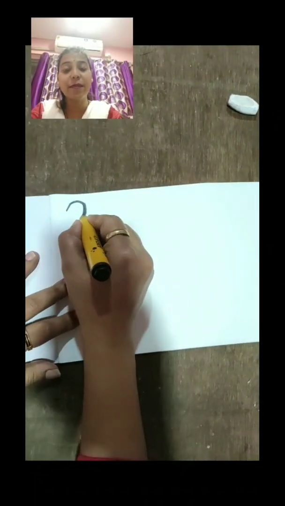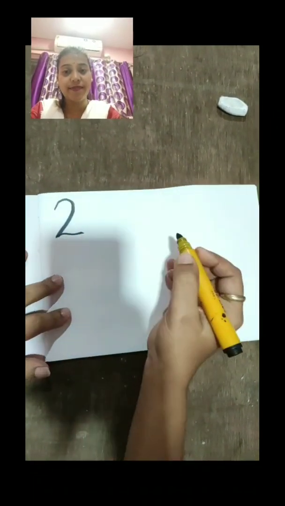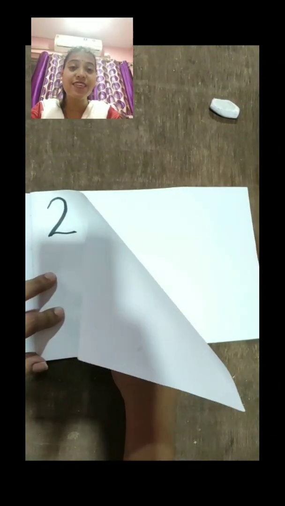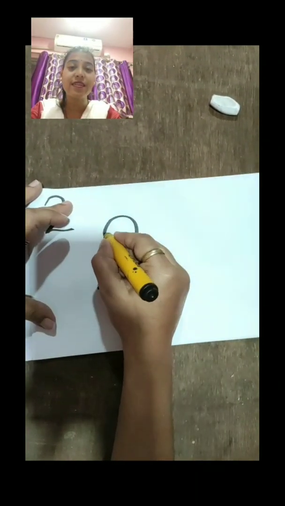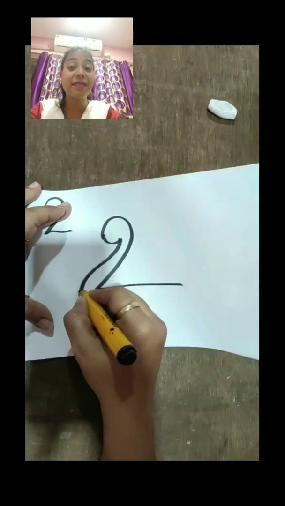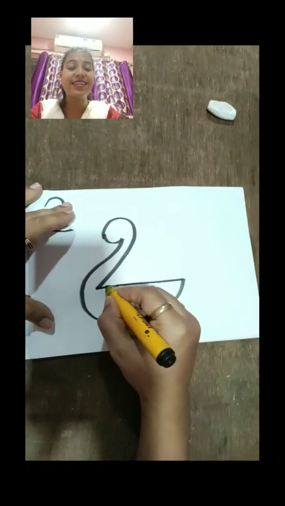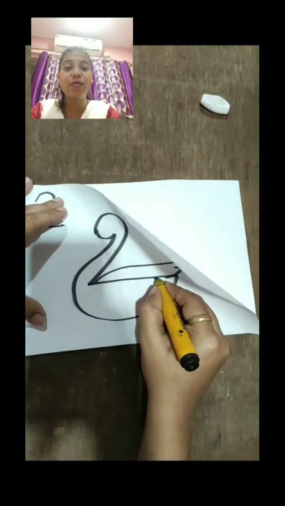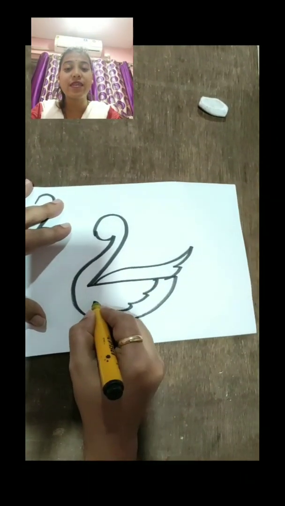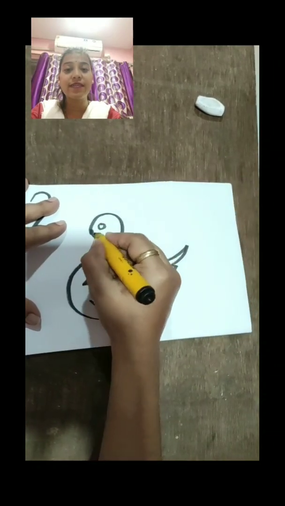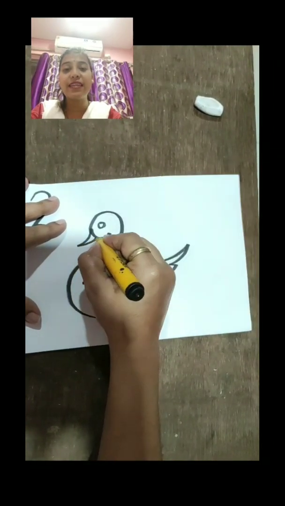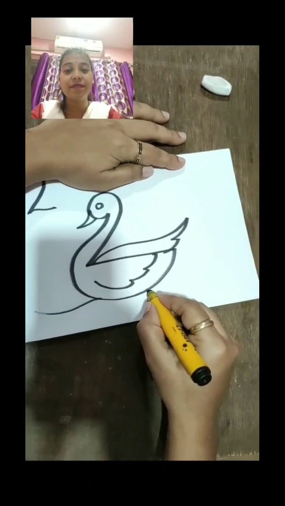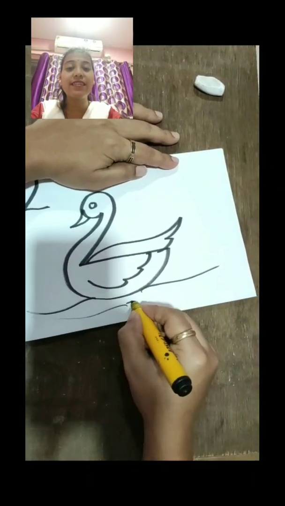Then number 2. What can we make from the number 2? Have a look, children. Here we can make one duck. You can make anything, the water birds like a swan. Simple and easy steps, please follow this. There are water lines.